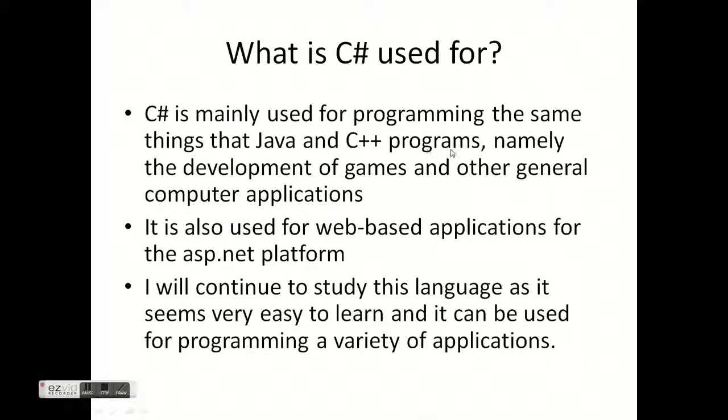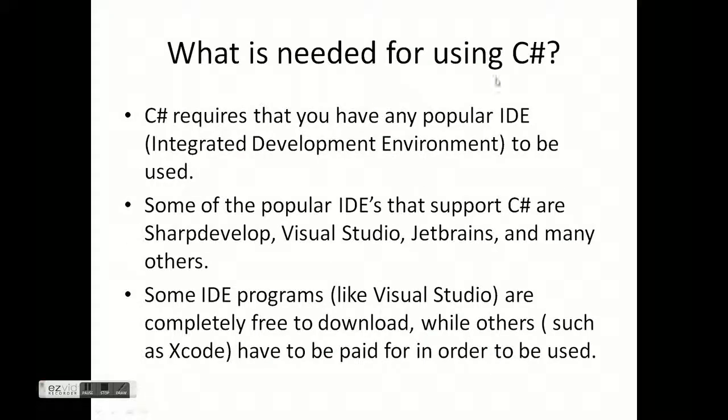All right. So what do we have here? What is C# used for? C# is mainly used for programming the same things that Java and C++ programs do, namely the development of games and other general computer applications. So you can use it for games. You can use it for other applications like the applications that we're doing in class. You can do finance applications. You can do all kinds of applications that you can think of. It is also used for web-based applications. So things like XML will be compatible with C#.